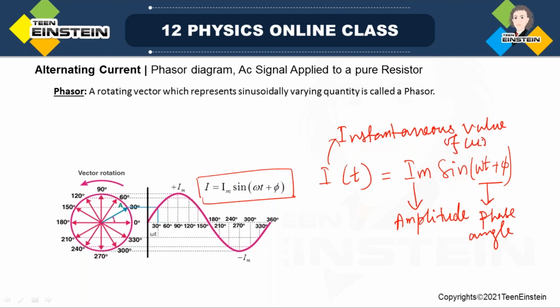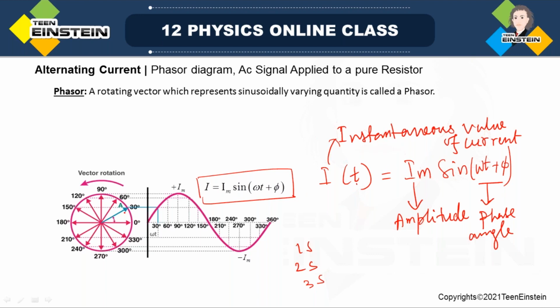Instantaneous value of current. Instantaneous value means at each instant of time. Suppose at 1 second, then 2 second, 3 second, what is the value? You just put the t over here. If you put the value, then you will get the instantaneous value. All right, so this is the mathematical part.